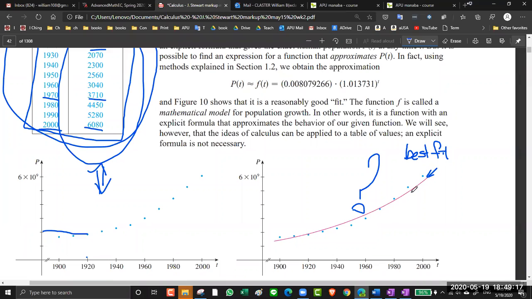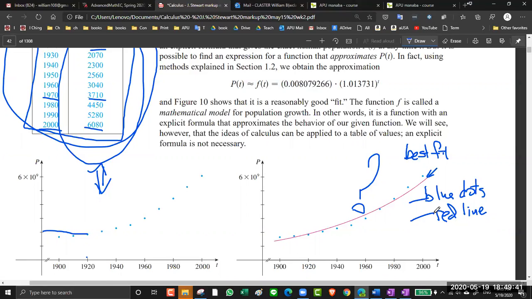Which is the actual function? Is it the blue dots, or is it the red line? Which one, this one or this one, which is the actual function? The red line.